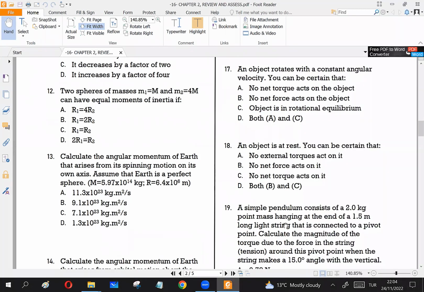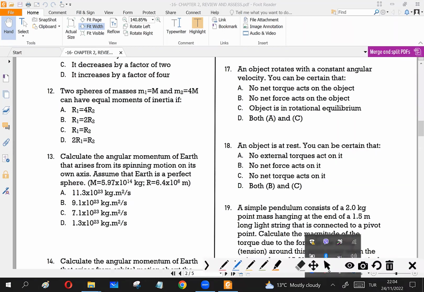The next one is question number 18. An object is at rest. You can be certain that, if an object is at rest, equilibrium. Omega is 0. Both equilibria exist. If an object is at rest, you can say that translational equilibrium exists and rotational equilibrium exists. Both of them exist. So net torque zero, absolutely correct. Net force zero, absolutely correct.